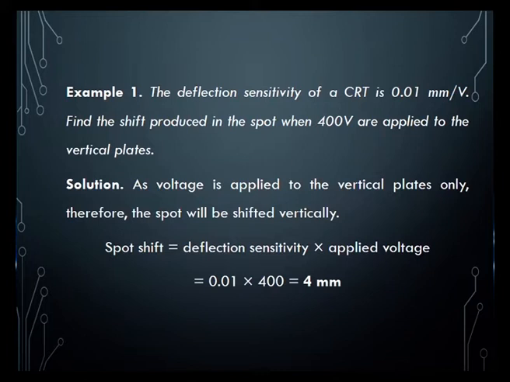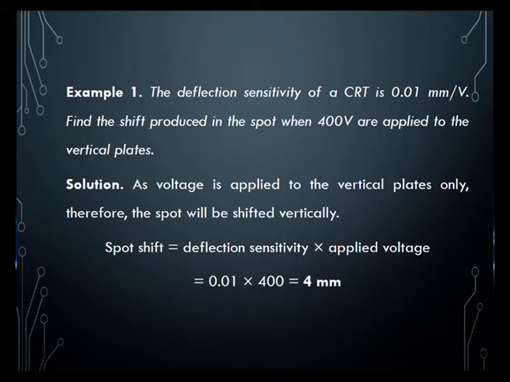With the help of examples, we can easily study the deflection sensitivity of CRT. Here the example asks us to find the shift produced. The deflection sensitivity of a CRT is given as 0.01 millimeter per volt. We need to find the shift produced in the spot, and the deflection voltage is also given, that is 400 volts applied to the vertical plate. We know the formula. Putting in all the information given in the example, the spot shift will be 0.01 multiplied by 400, that is 4 millimeter.